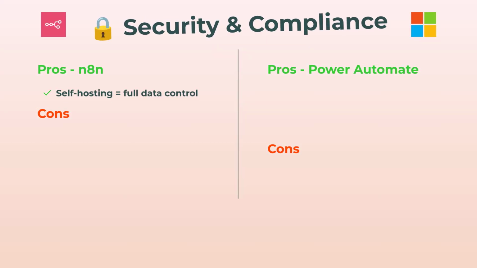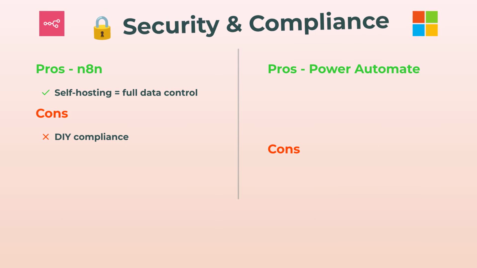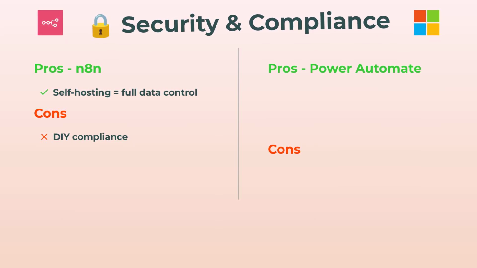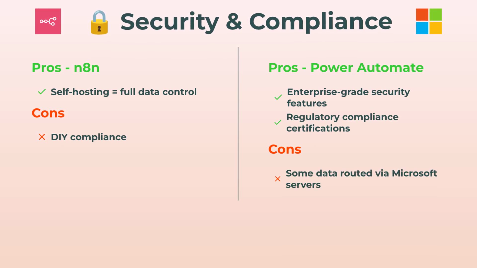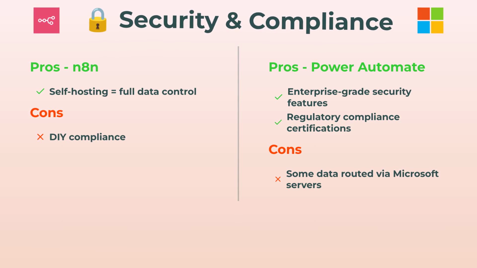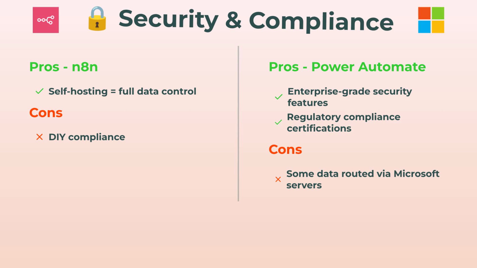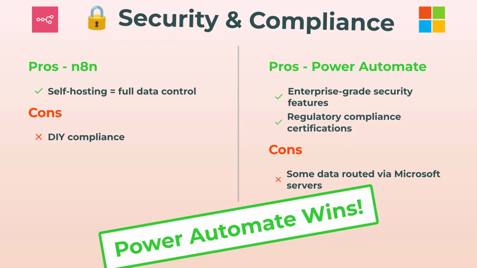Security and compliance. This is super important, right? With n8n being self-hosted, you are totally in control of your data. That's awesome if you like DIY solutions, but you're also on your own for things like compliance. Power Automate, on the other hand, throws all the enterprise-grade security and certifications at you. If you need to tick every regulatory box, it's hard to beat Microsoft's scale, even if some data takes a detour through their servers. Power Automate takes this win easily.